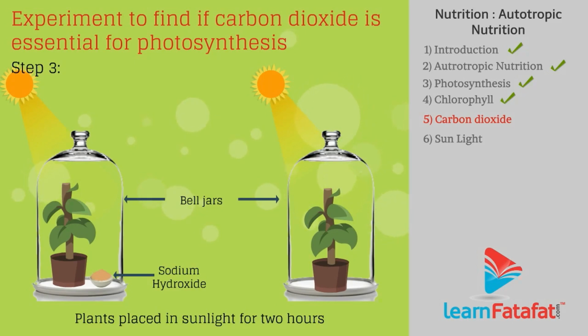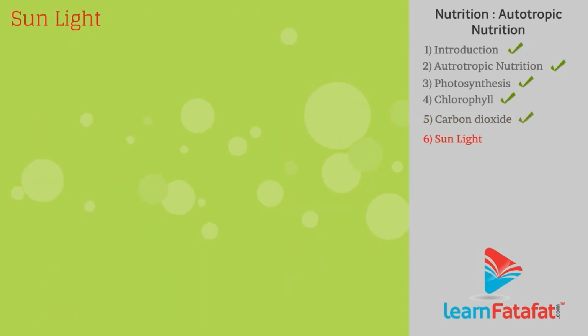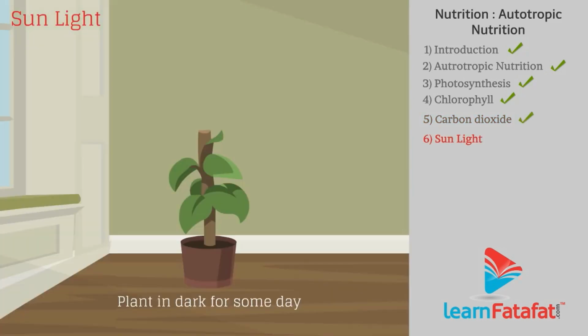plant for starch. The leaf of the plant placed near sodium hydroxide does not produce starch, while the other plant produces starch. Hence, it is confirmed that carbon dioxide is essential for photosynthesis. Sunlight is also essential for photosynthesis. For example, if we keep a plant in the dark for some days, then there will be no starch production.